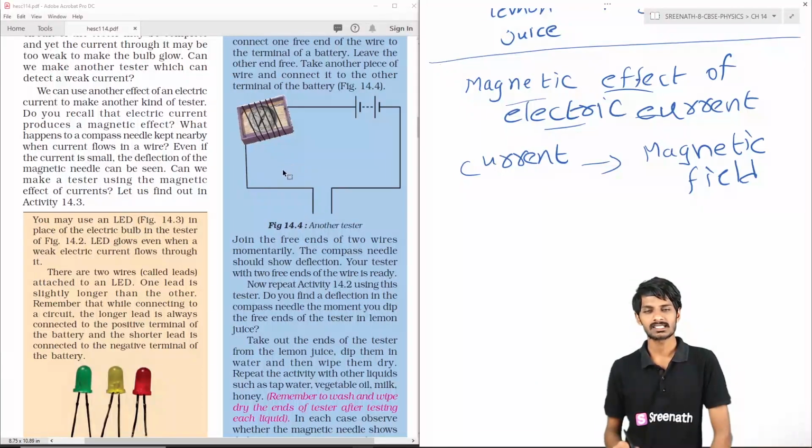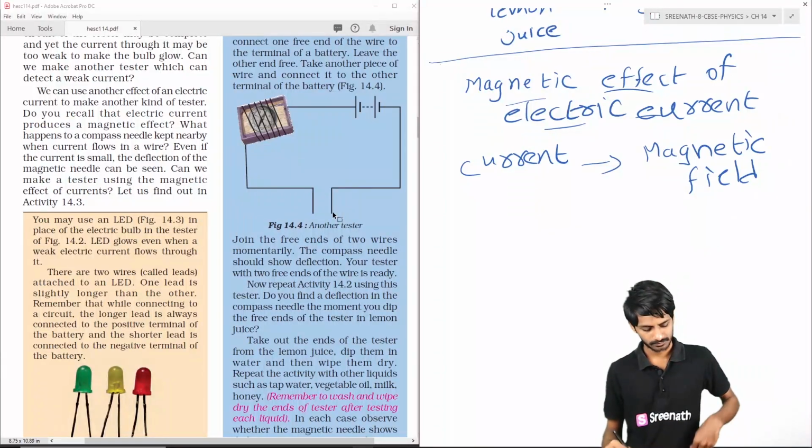The advantage, students, is that even for small currents the magnetic compass will show a deflection, so we can find out small currents also. But in the case of the previous tester, small currents are not captured by the filament. That is the drawback.